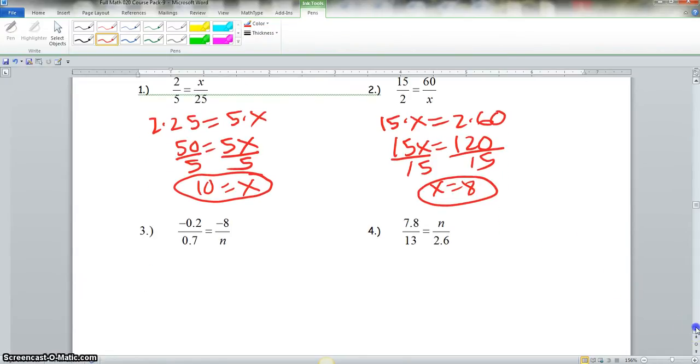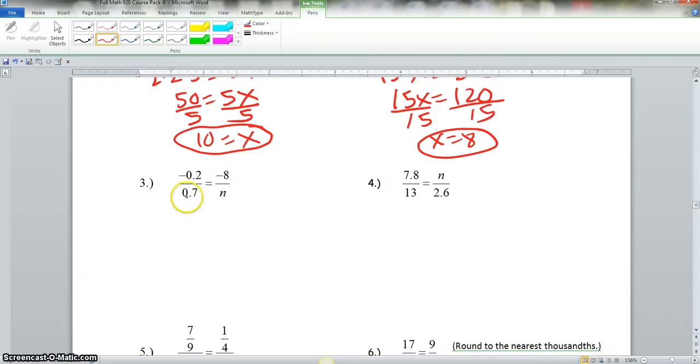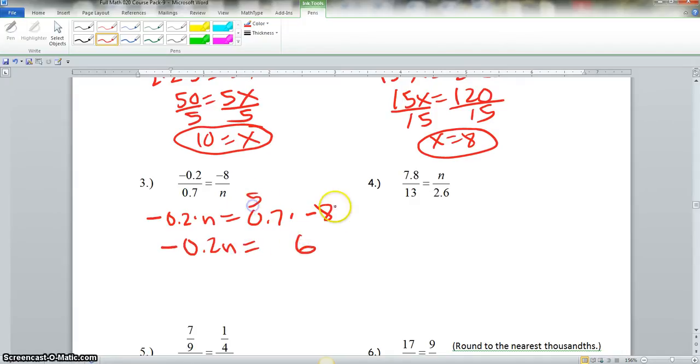Now we scroll down here to number 3. So we had negative 0.2 times n is equal to 0.7 times a negative 8. So this will give us negative 0.2n is equal to 8 times 7 is 56. We carry our 5. 8 times 0, 0 plus 5 is 5. And since this is negative, we know it's going to be negative because a negative times a positive is negative. And we have one digit behind the decimal.